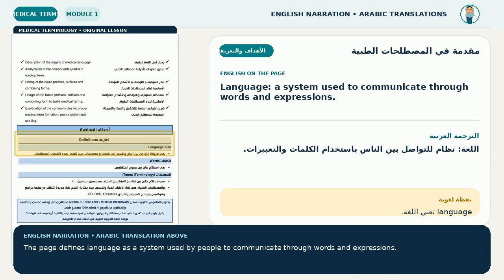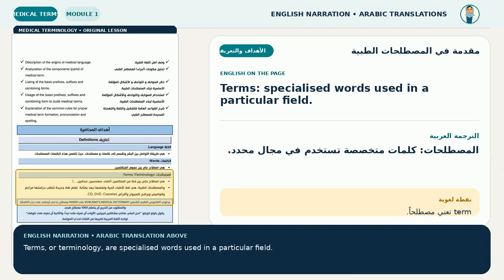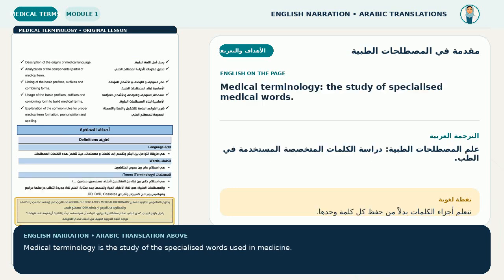The page defines language as a system used by people to communicate through words and expressions. Words are the individual units we use to communicate. Terms, or terminology, are specialized words used in a particular field. Medical terminology is the study of the specialized words used in medicine.